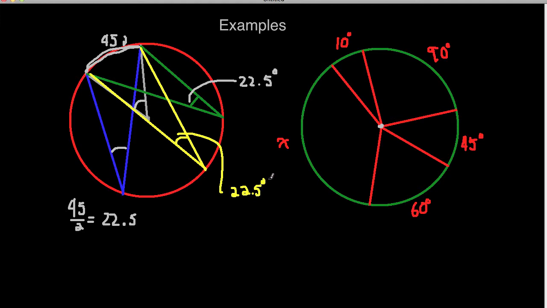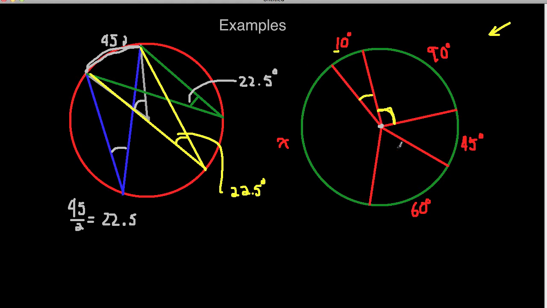Okay, now let's look at this circle on the right. I have the measures of several central angles and arcs written down. So for example, if I say that this angle right in here is 10 degrees, this angle here is 90 degrees, this angle is 45, this angle is 60. A question I might ask is, what is the measure of this arc right in here?